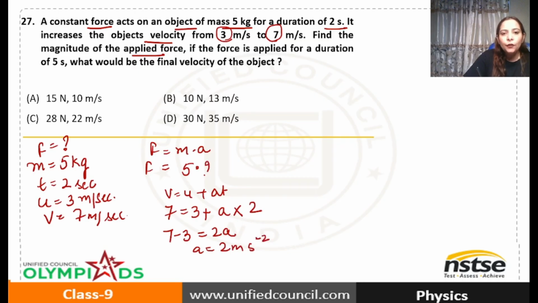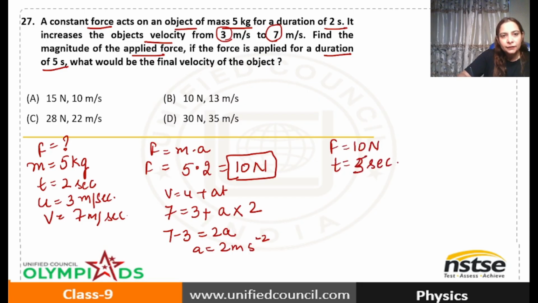So putting the value of 2 here, you will get force as 10 Newton. So force is 10 Newton. Now let's read ahead. If the force is applied for a duration of 5 seconds, same force, that means the same force is applied, but for a time of 5 seconds, we need to find the final velocity. Obviously the initial velocity will remain the same, and we need to find the final velocity here.